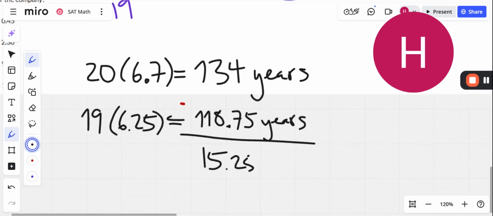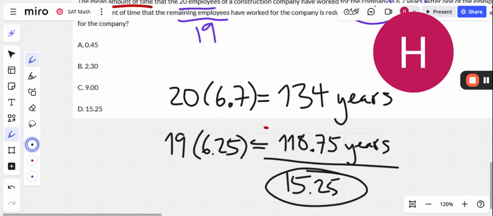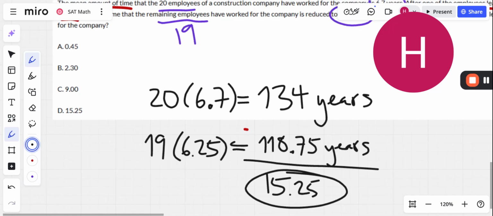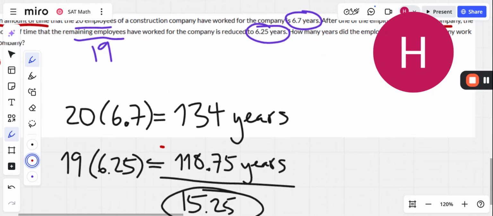Now, if you were guessing, of course, you shouldn't guess if you're watching these videos. What are you doing guessing? But if you had to guess on an SAT style problem, you would probably be able to eliminate these fairly easily. Even though the average went down by 0.45, of course, that doesn't mean that the total number of years went down by 0.45. That'd be pretty absurd. 2.3 is starting to sound like a realistic amount of years, but still the average went down by like half a year for 20 employees.